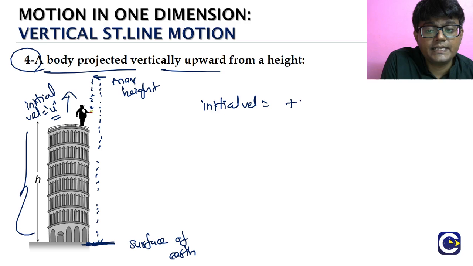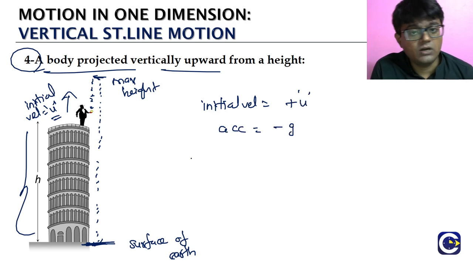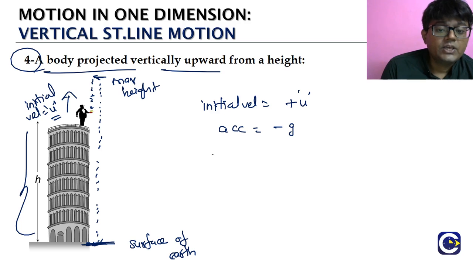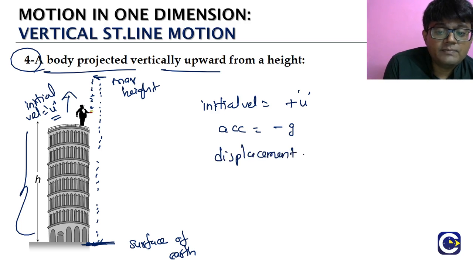So we have to take it as what? Plus u. Acceleration minus g. Always g downwards, we will take it as negative. Downwards is negative, upwards is positive. Now for the entire journey, if you want to look at what is the displacement, entire journey means what, you know. So from here, you are going up and then coming down to the surface.